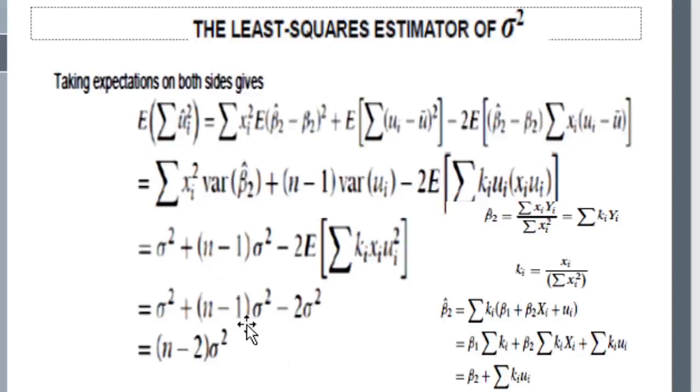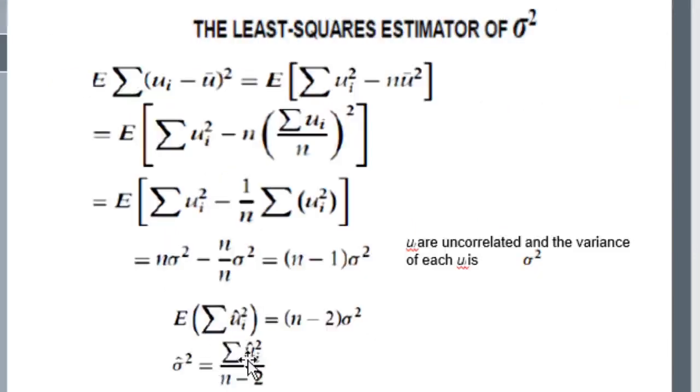Let us remove this bracket. We will get n sigma square minus sigma square minus 2 sigma square. Then this sigma square and this sigma square will cancel out, and the remaining portion is n sigma square minus 2 sigma square, which is equal to (n minus 2) sigma square. That is, the expected value of sigma ui cap square equals (n minus 2) sigma square.